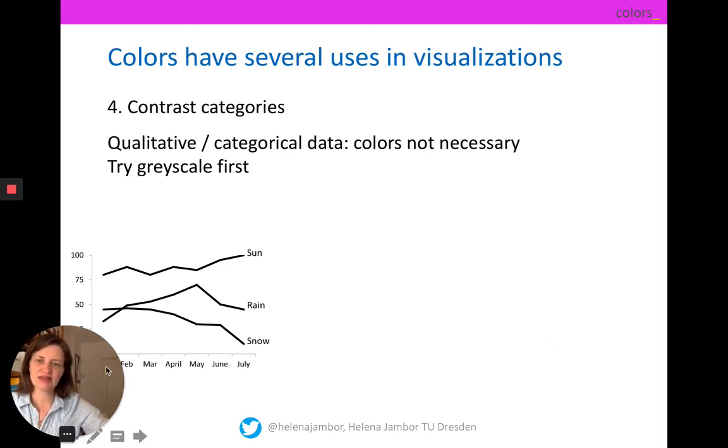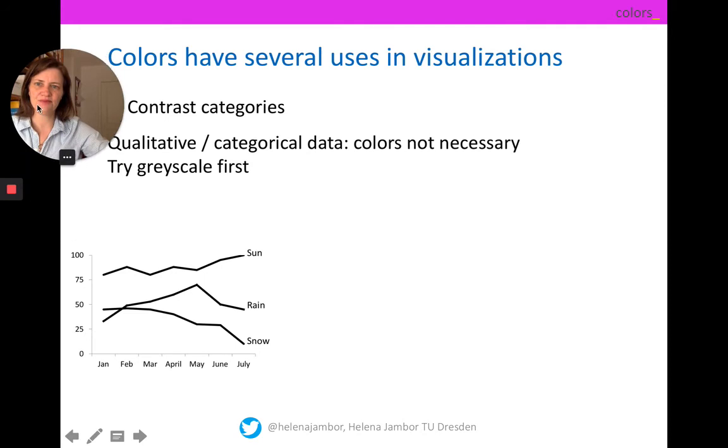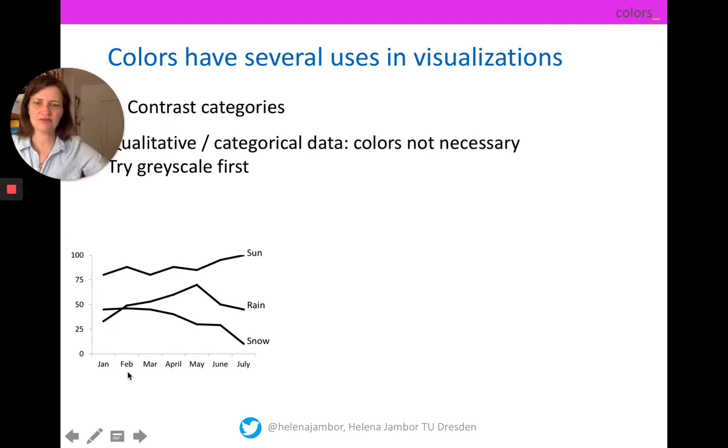Here in this case, you, for example, see a visualization over half a year of rainfall, sun hours, and snow hours, or something like this. And obviously it works perfectly fine in just black or just grayscale. And one reason that it works is that the data is not too much and it's not overlapping.